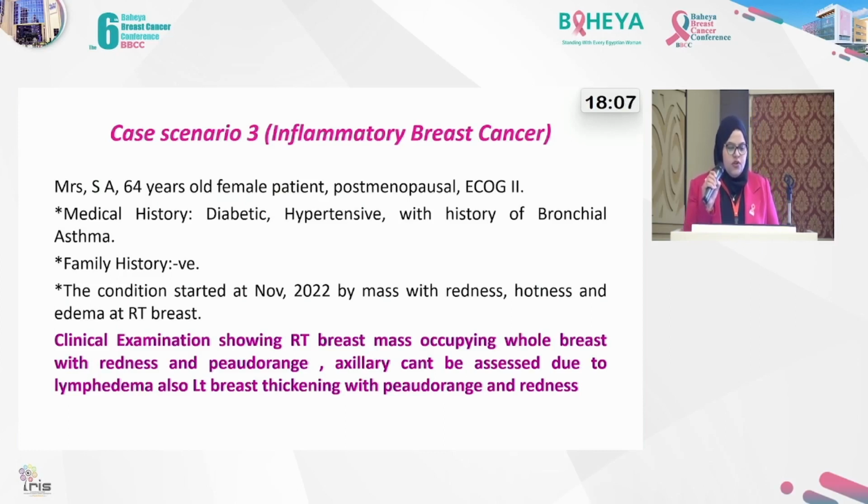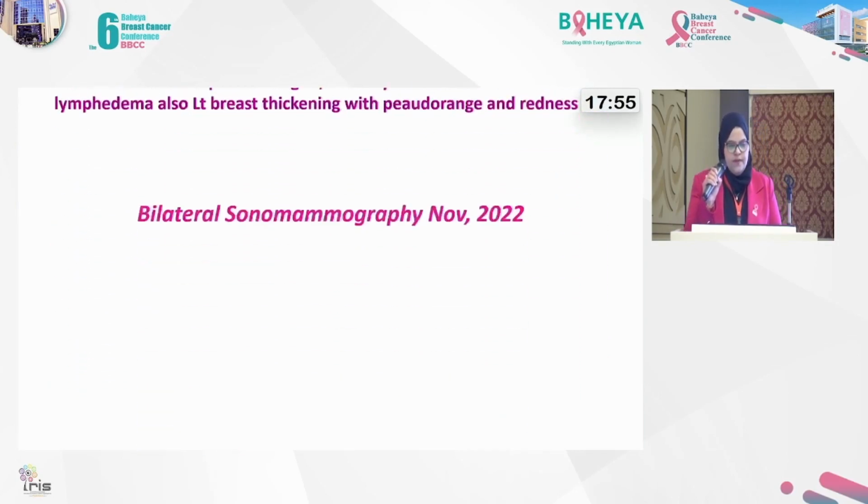Clinical examination showed a right breast mass occupying the whole breast with redness and peau d'orange, and the axilla can't be assessed due to lymphedema. There is also left breast thickening with peau d'orange and redness.